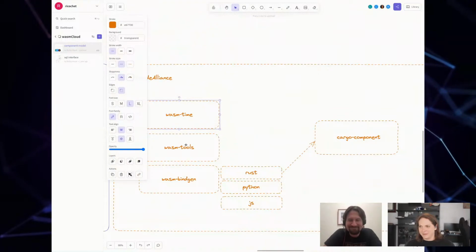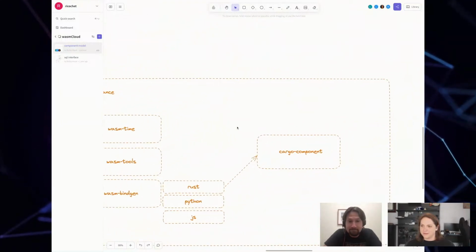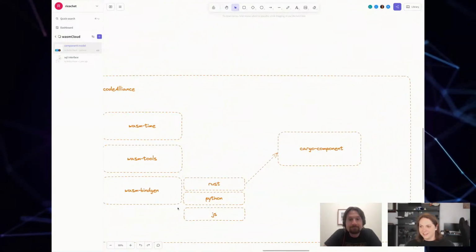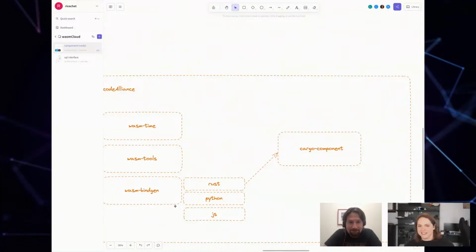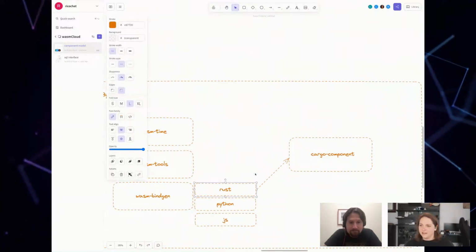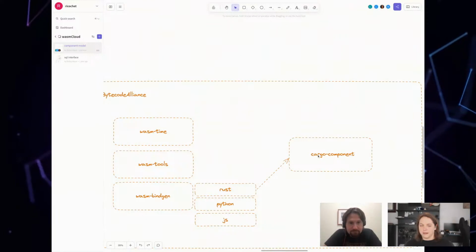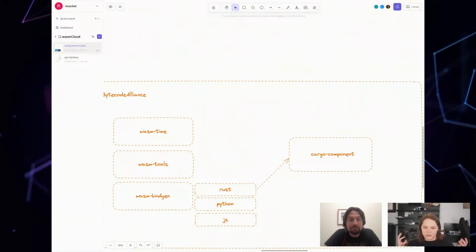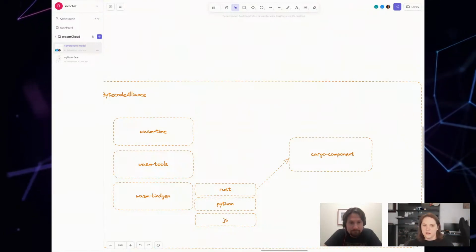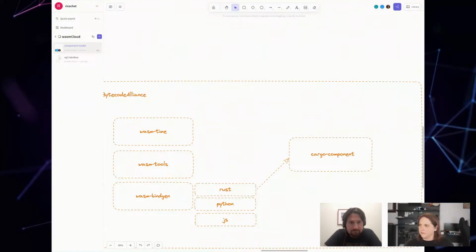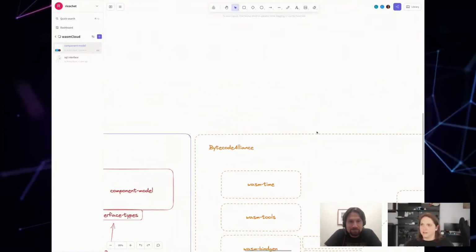Exactly. And Wasmtime is one of those. We've got wasm-tools, wit-bindgen. A lot of the things we talk about is binding to different languages, and now even a little bit about how do we take these components that have been produced and distribute and consume them. That's something else that we've been talking about within the Bytecode Alliance.